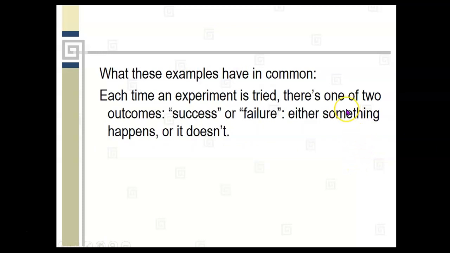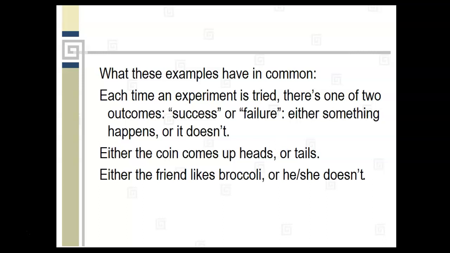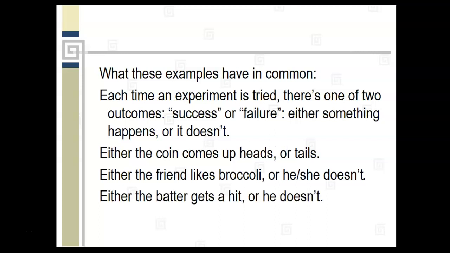What these examples have in common is each time an experiment is tried, there's one of 2 outcomes, which we could call success or failure. Either something happens or it doesn't happen. Either the coin comes up heads each time we flip, or it comes up tails. Either for each friend that you like, that you invite over, either that friend likes broccoli or they don't. Each time the batter is up to bat, either the batter gets a hit or he doesn't.